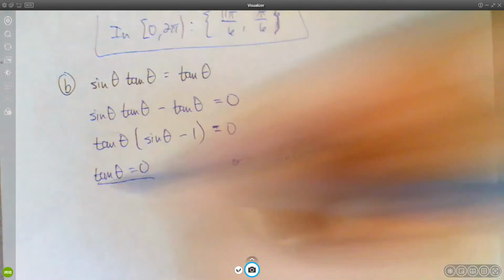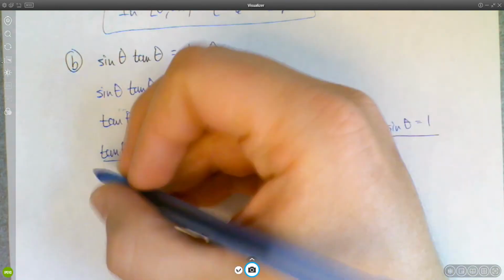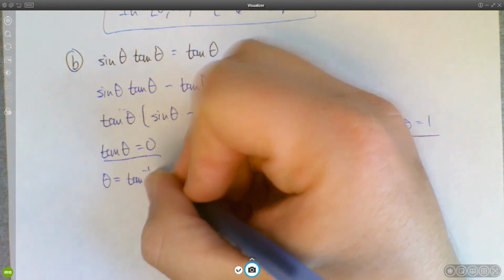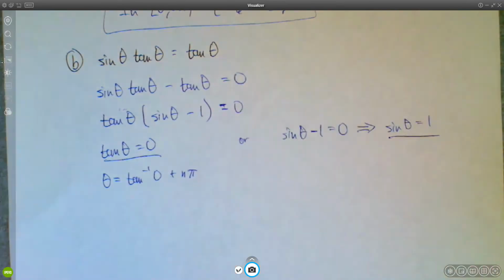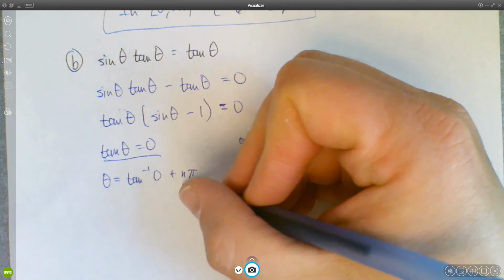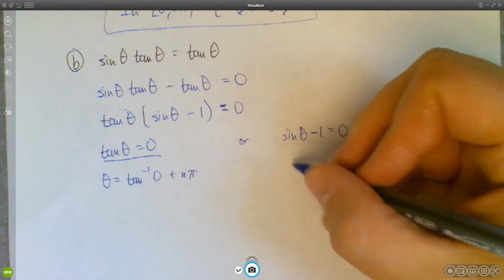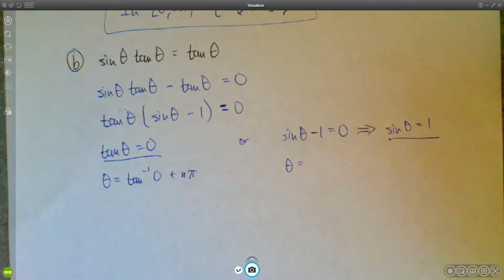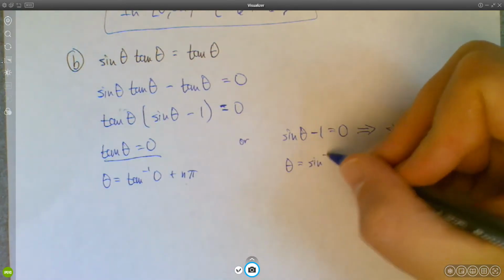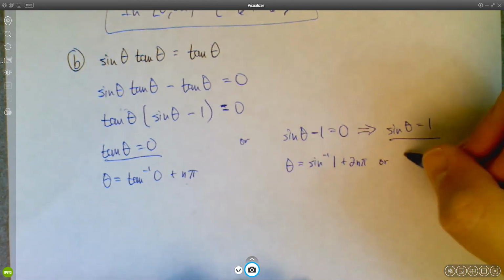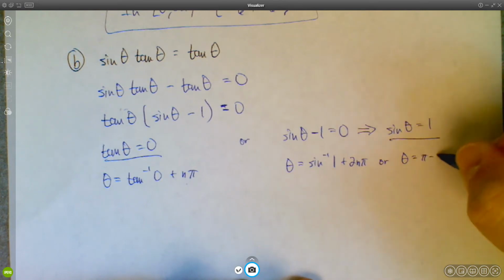I can say in the tangent case, all right, if tangent theta equals 0, then theta equals tangent inverse of 0 plus n pi. And that's the only solution that you get. Remember, tangent only has one set of solutions because the period is pi instead of 2 pi. For the sine theta equals 1, I'm going to say theta equals sine inverse of 1 plus 2n pi, or theta equals pi minus sine inverse of 1 plus 2n pi.